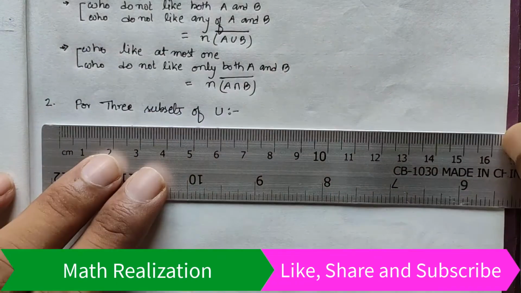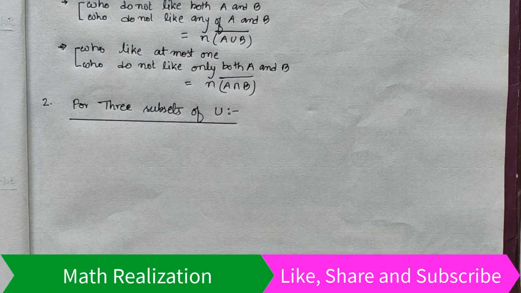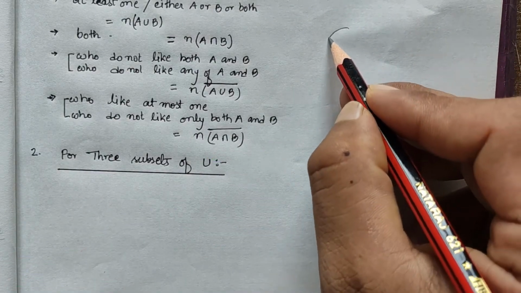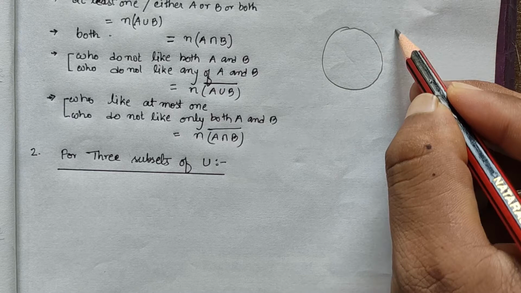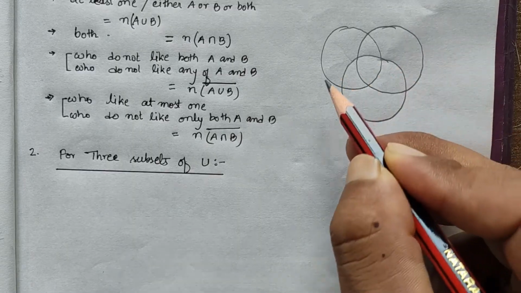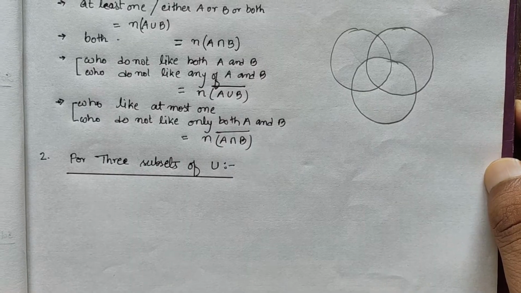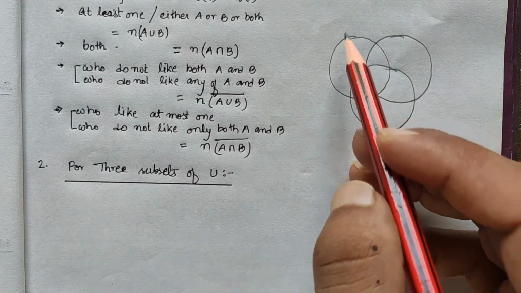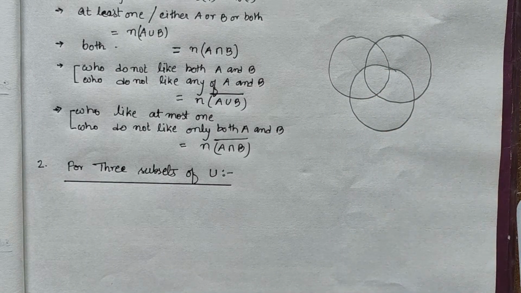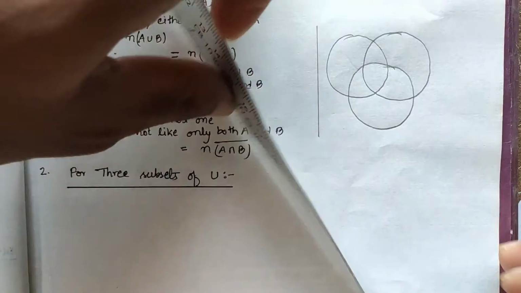For three subsets of U, let's draw a Venn diagram first. So the Venn diagram is like this. For three subsets you can draw the subsets like this. While drawing it I am not using a compass here because it takes a lot of time, so I am making it directly with free hands. But in your copy, while you are solving the problems, you have to draw the circles with a compass. That is a necessary condition for you.